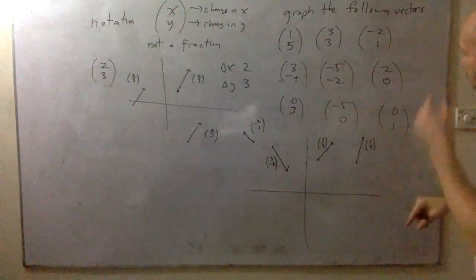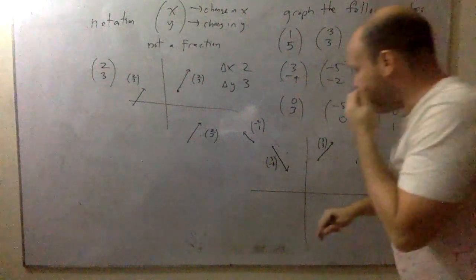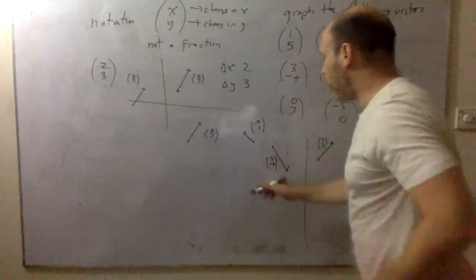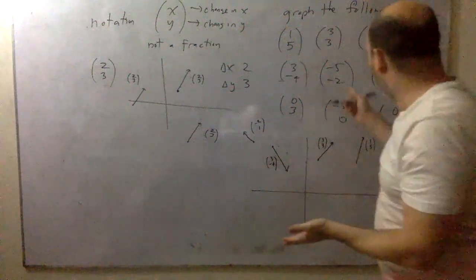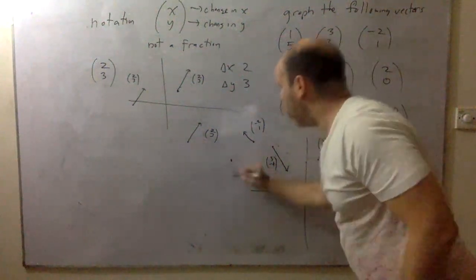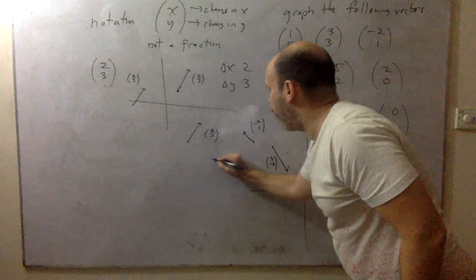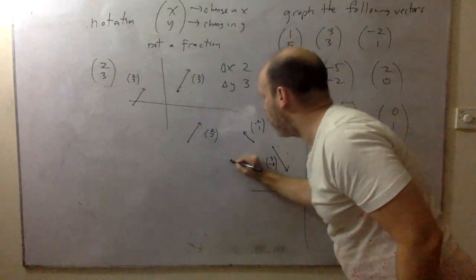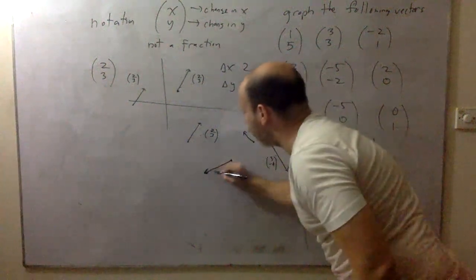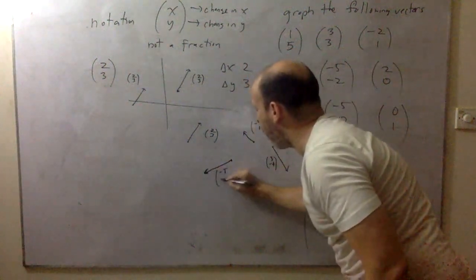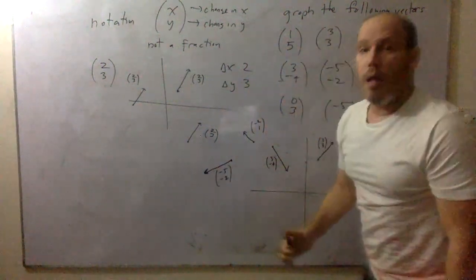What else? What's next? 5, negative 2. Let's see. Let's go over here. I don't even need a graph paper. I can just do right here. Negative 5. So I can start here. 1, 2, 3, 4, 5. 1, 2. Down 2. This vector could represent negative 5, negative 2.